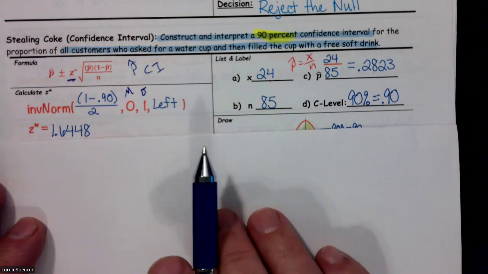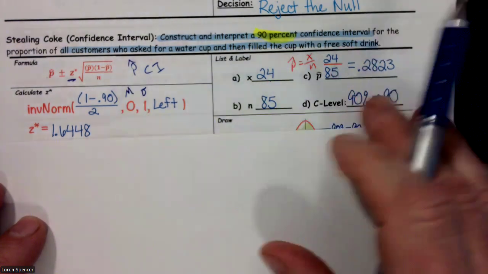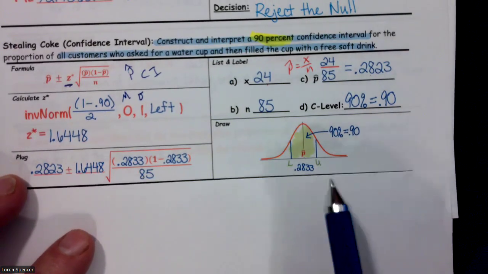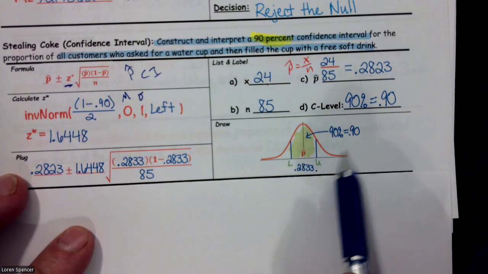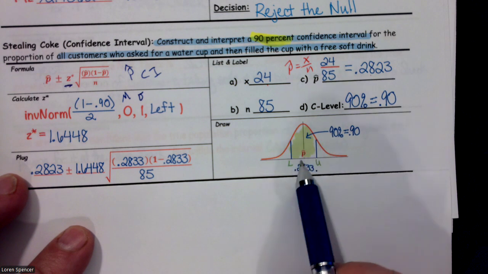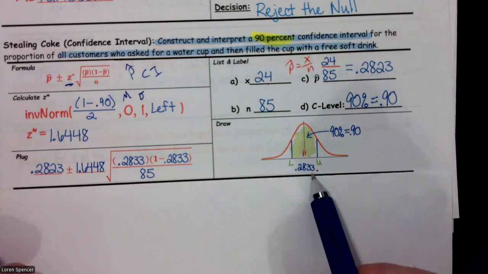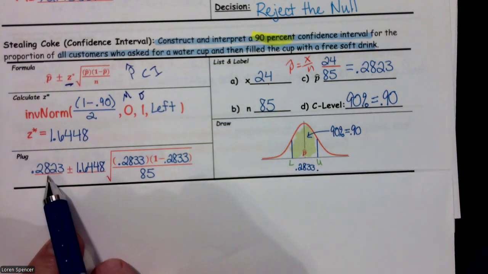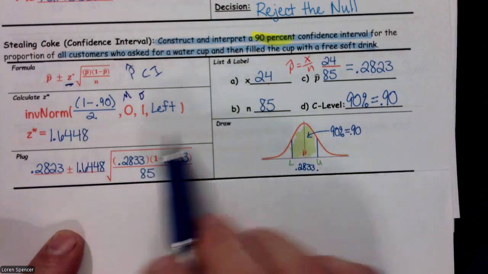When we're drawing this, because we're working with a confidence interval, we're going to be centered on p hat. So we have to be centered on 0.2823, which we are. And we're going to show 90% in between. Once again, please remember this is p hat. We're not using the claim number.